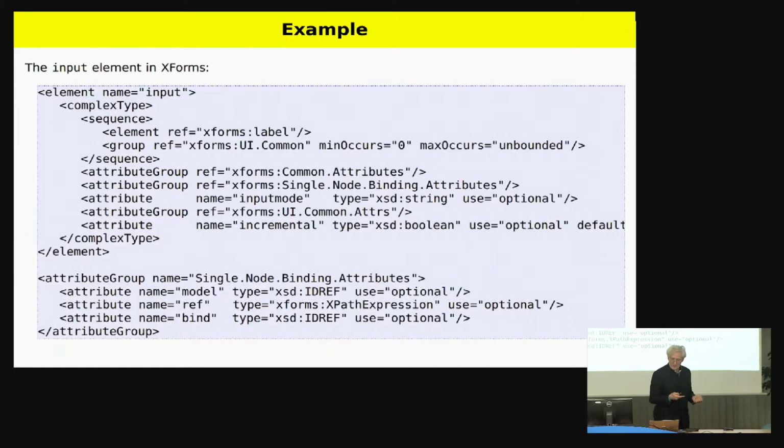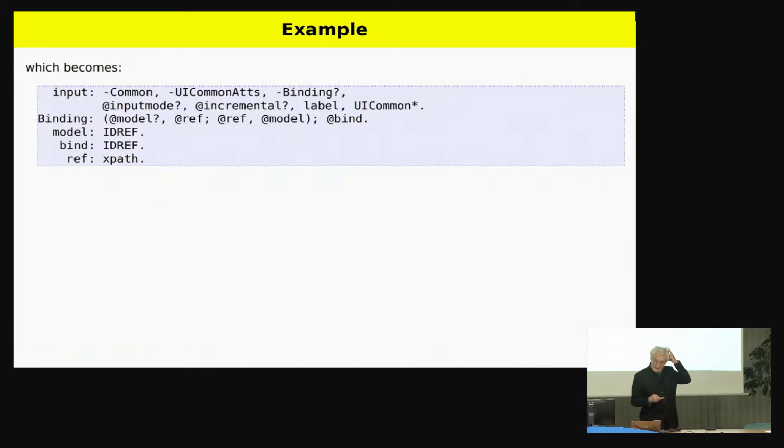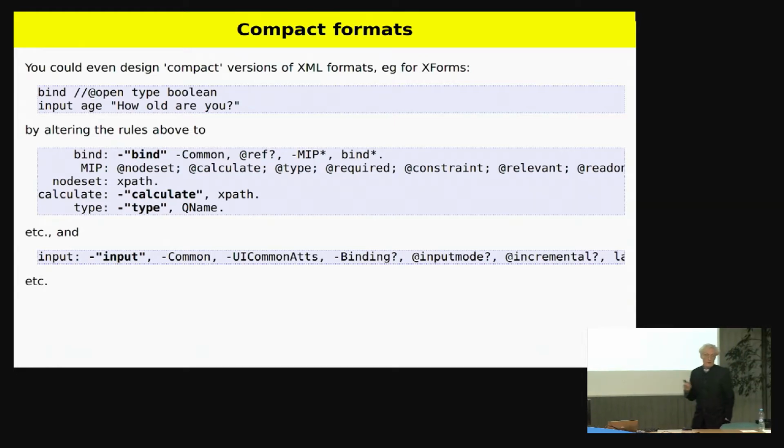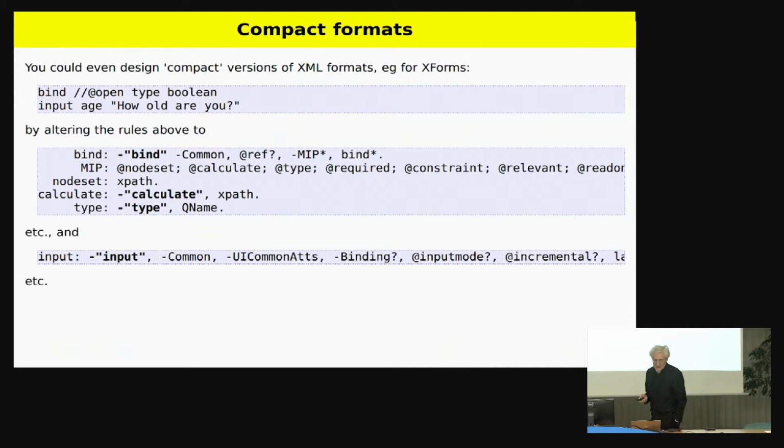As another example, the input element in XForms looks like this. And I can turn it very simply into this, which I claim is more readable. And the nice thing is that you could even define a compact version of XML formats. So, for instance, if I was going to make a compact version of XForms, then I only have to add a couple of words to that definition, and all of a sudden I've got a compact, non-XML version of XForms, which I just put through ixml, and I get the XML version of XForms out at the other end without having to have used any angle brackets at all.